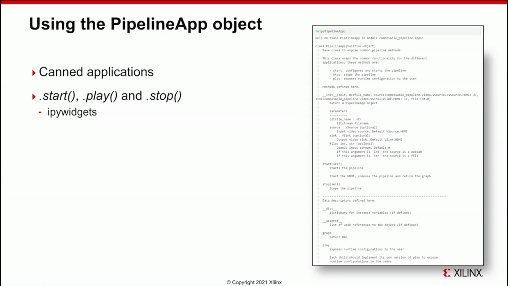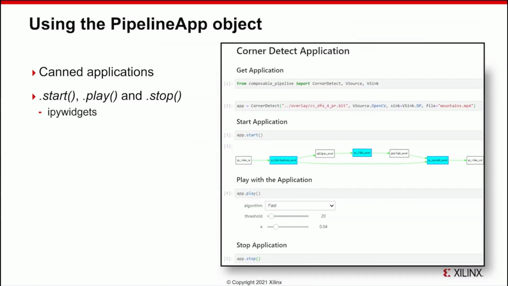It only provides three methods. Start will download the overlay, and also will load the dynamic functions onto the DFX regions. It will also configure the functions and compose the pipeline, and finally it will start the video sources. Play allows the end users to tweak some parameters and even modify the pipeline, and we use IPython widgets for this. And finally, stop will finalize the application. On the right-hand side of the slide, you can see an example of the corner detect application and the parameters the end users can play with, which are the algorithm itself and the thresholding values.